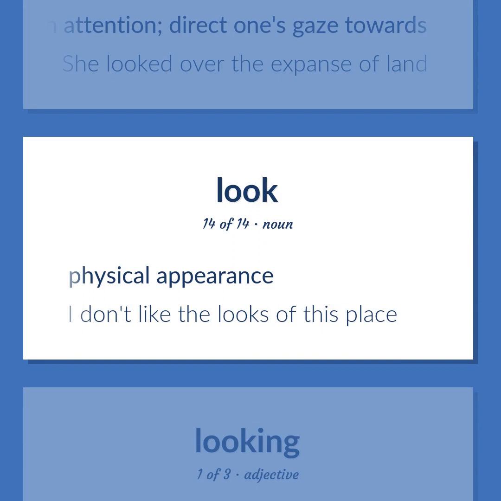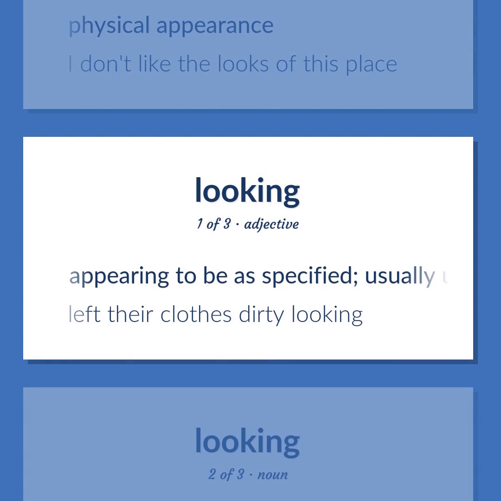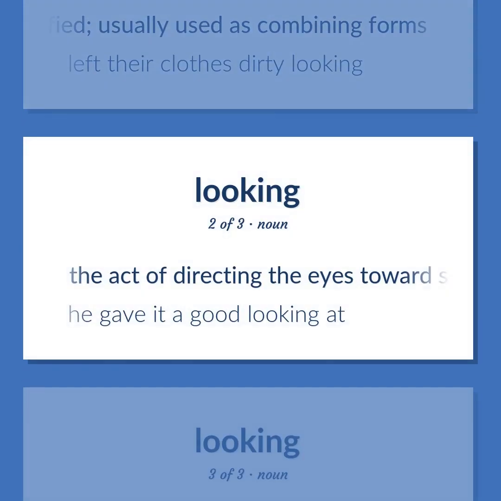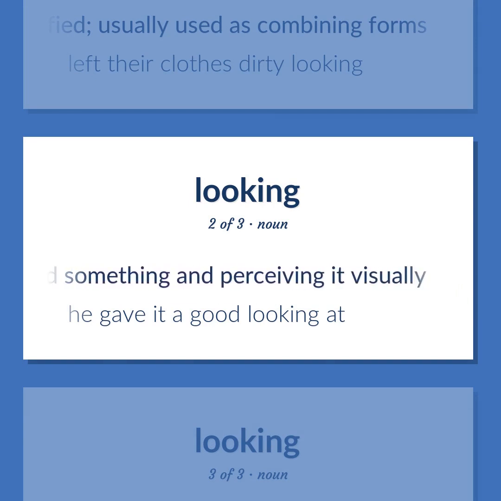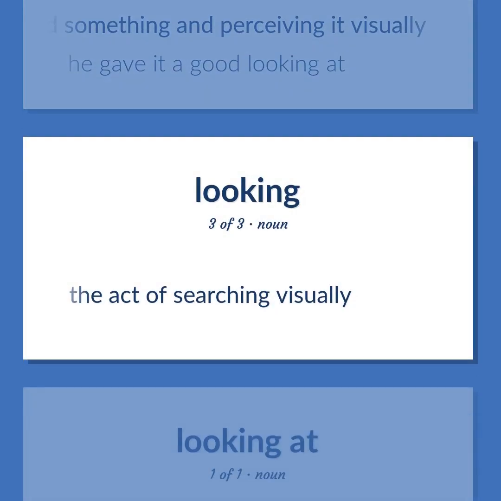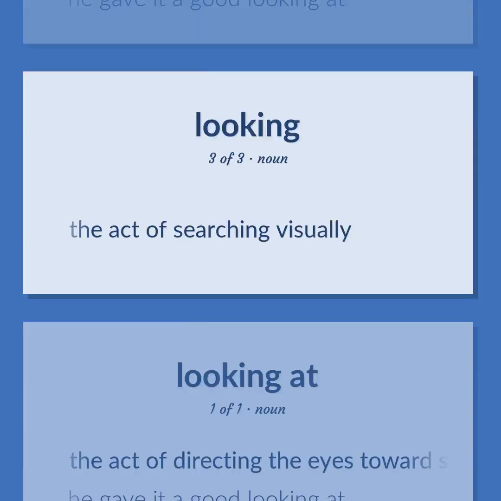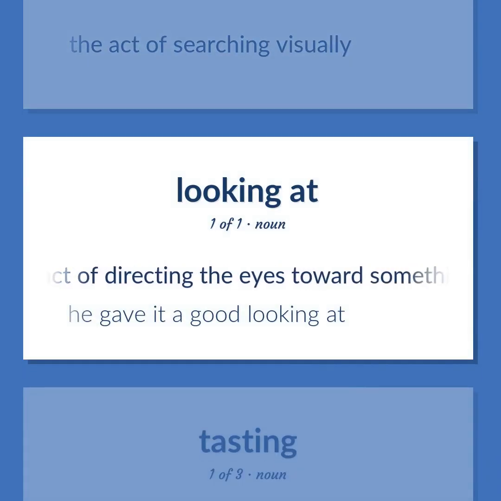Physical appearance. I don't like the looks of this place. Appearing to be as specified, usually used as combining forms. Left their clothes dirty looking. The act of directing the eyes toward something and perceiving it visually. He gave it a good looking at. The act of searching visually.